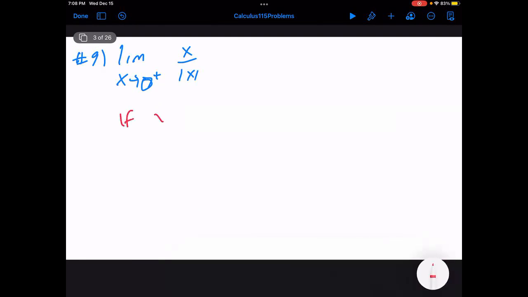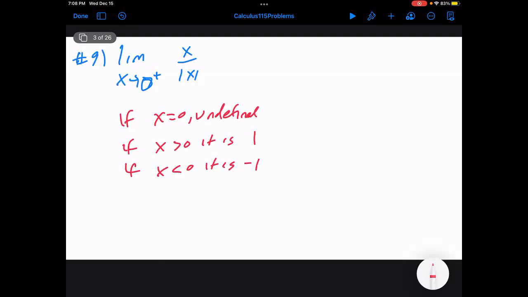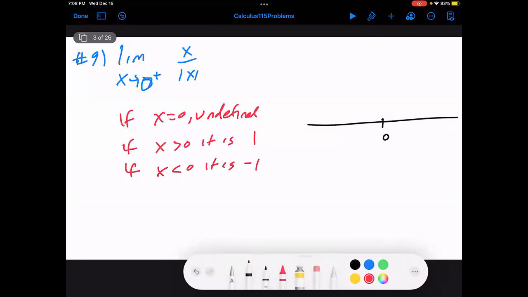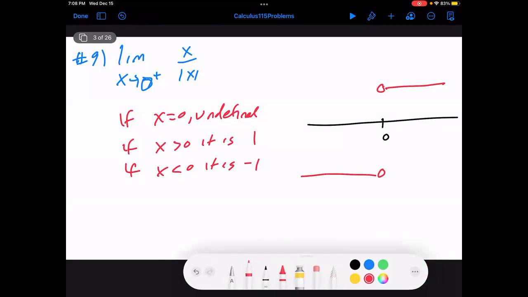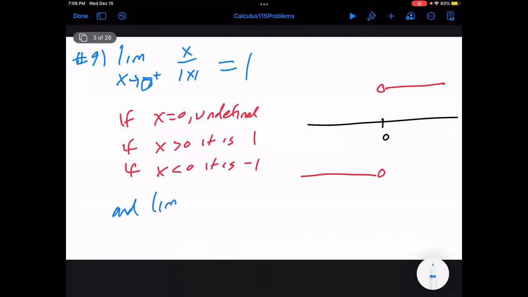If x equals 0, it's undefined, right? If x is greater than 0, it is 1. If x is less than 0, it is negative 1. So when we have this, the plot looks like the following. Here's 0. It's going to be an open circle at 1 and an open circle at negative 1. So what's the limit as x goes to 0 from above? It's just going to be 1. And if I gave you the limit as x goes to 0 from below, it'd be minus 1.